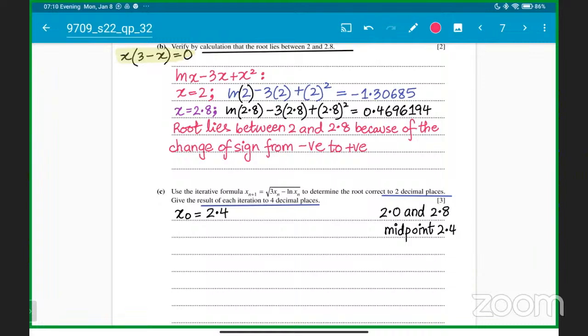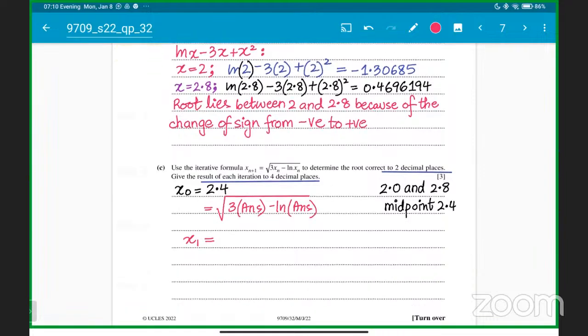Press equals, and now write down the question, that is the square root of 3 times the answer, whatever the answer is, 2.4 valued, minus the ln answer, and whatever you got will be our first value. Make it to 4 decimal places.